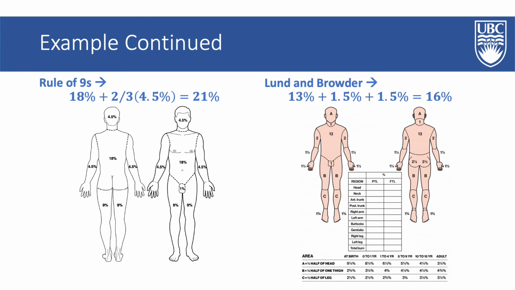With the rule of nines, we would estimate their TBSA burn as follows: 18% for the entire anterior abdomen, and approximately 2/3 of the volar left forearm represents 3%, for a total TBSA burn of 21%. Whereas with the Lund Browder chart, the entire anterior abdomen represents 13%, the volar hand is 1.5%, and the volar forearm represents another 1.5%. This gives us a total TBSA burn of 16%.